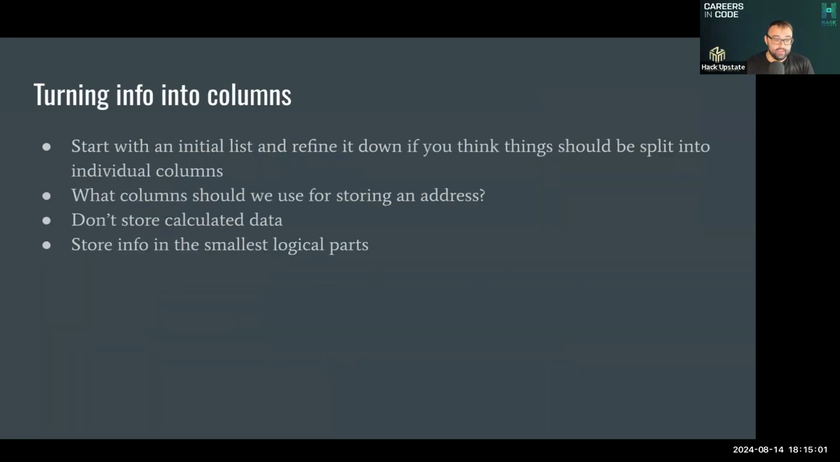So how do we identify columns? Start with the initial list and refine it down. If you think things should be split into individual columns, address is obviously the easiest example there. Don't store any calculated data. What do we mean by that?